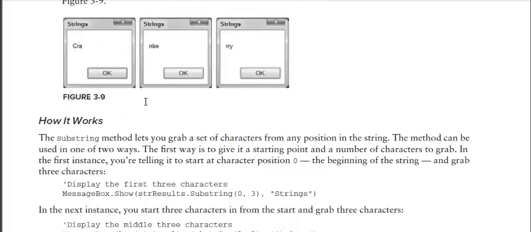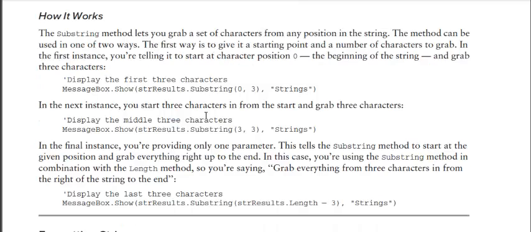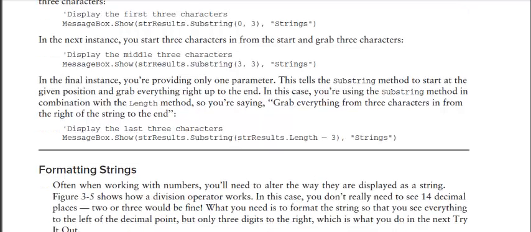So it tells the substring method to start at the given position and grab everything right up to the end. In this case you're using the substring method with the length method, so you're saying grab everything from 3 characters in from the right of the string to the end. Maybe I counted wrong. Okay, but anyway, that's what it does.